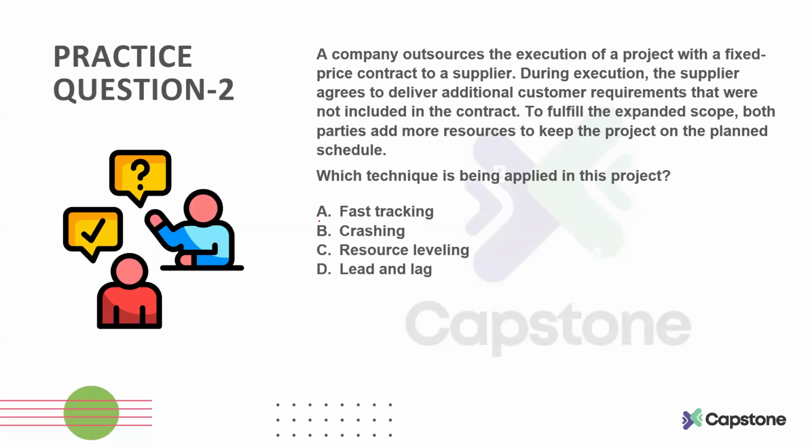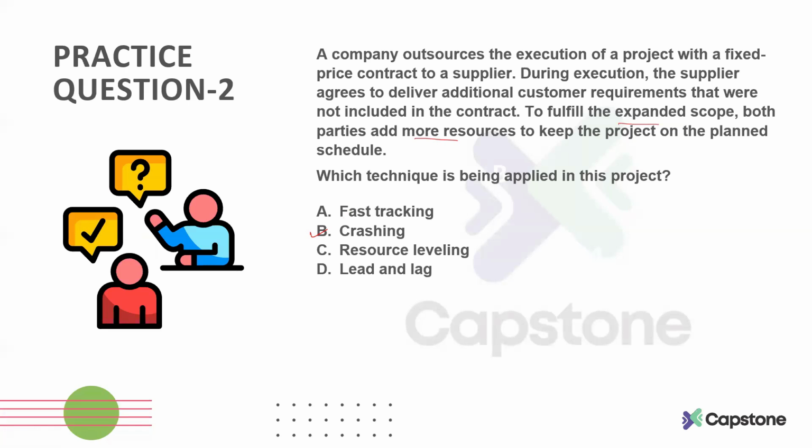Crashing is the right answer, because what happens in crashing? The scope has expanded, but the schedule is not changed. So we are adding more resources to make sure that we remain within the allocated schedule. In that scenario, the technique that we use is called crashing. This will help us in remaining on course in terms of schedule, but obviously it will require more resources to complete the project within the allocated schedule. So good, excellent.